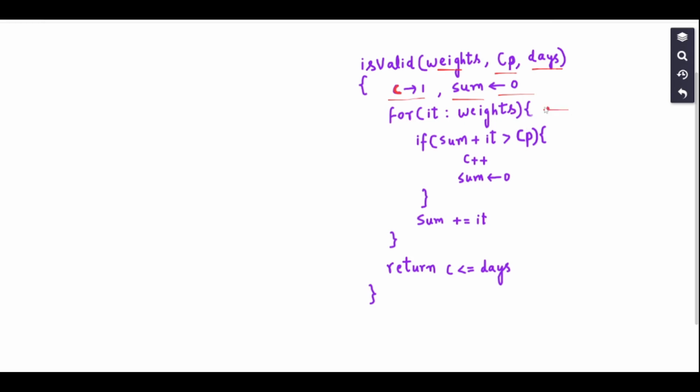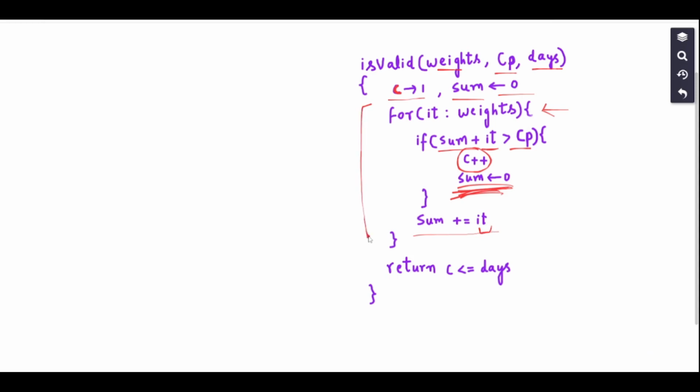So now iterate over the weights array. If the sum exceeds the capacity, that means I can't put that item in this capacity, so I have to take another round. So I increment the number of days by 1, and the sum is reinitialized to 0 because the ship will be empty when it comes back, and then add that item into the ship. Fine. So in this fashion, this function is working.